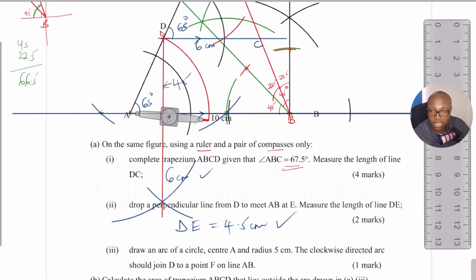So this point that is here is supposed to be F. That is just 1 mark. We are through with that.